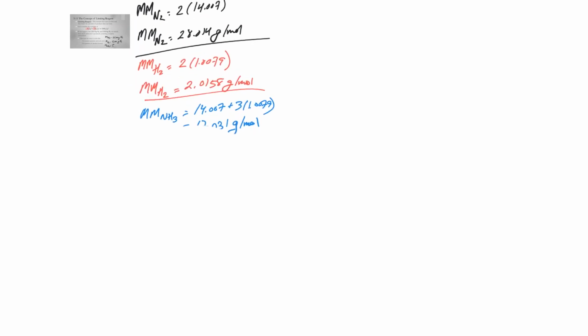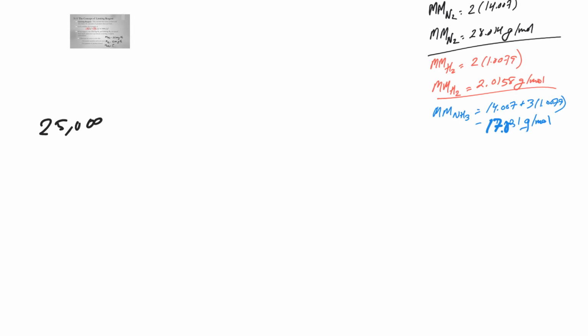Instead, you just do both together at the same time towards the product, and then you'll be good to go. Okay, and I kind of erased something here. That should be 17.031.